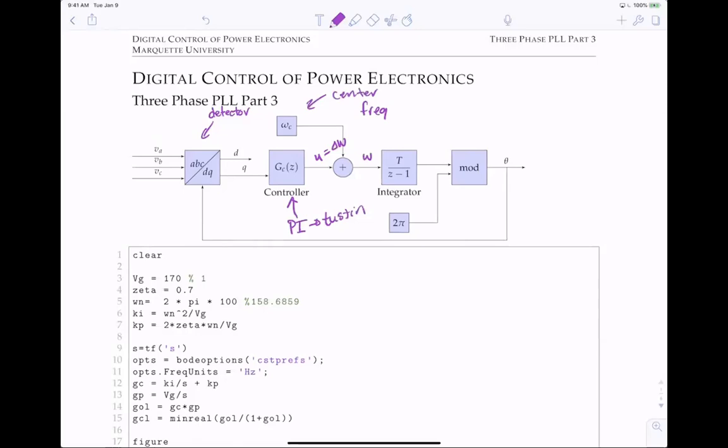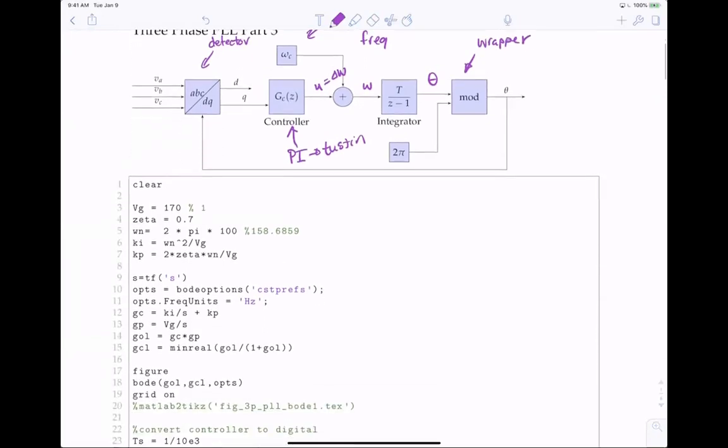So this will be omega going into the integrator. It'll spit out theta. And this mod block is just the wrapper so that we don't overflow on theta. It really has no gain, and we just make sure we wrap it properly. Then this is fed back all the way to our DQ, because our DQ is based on what we think the angle of the voltages is right now. Okay, so that was a quick review of the control structure.